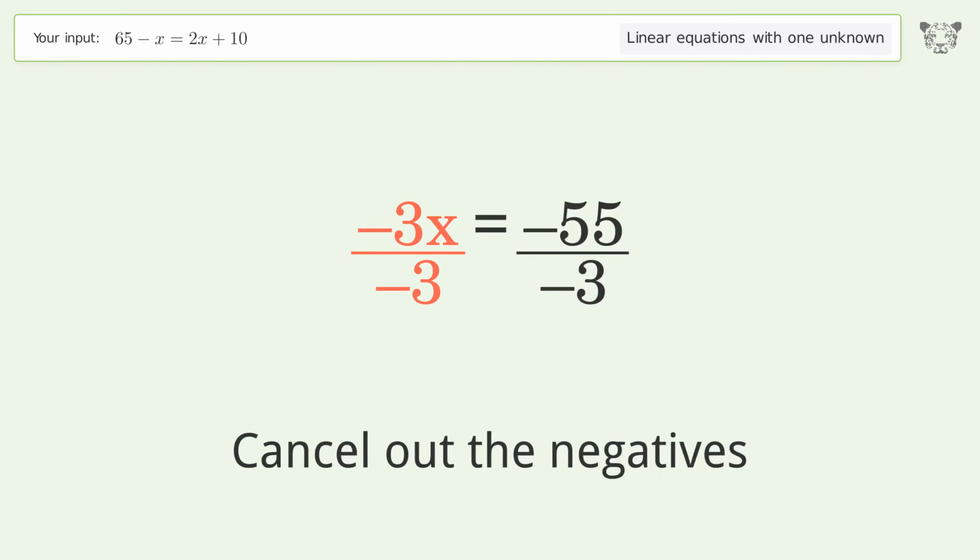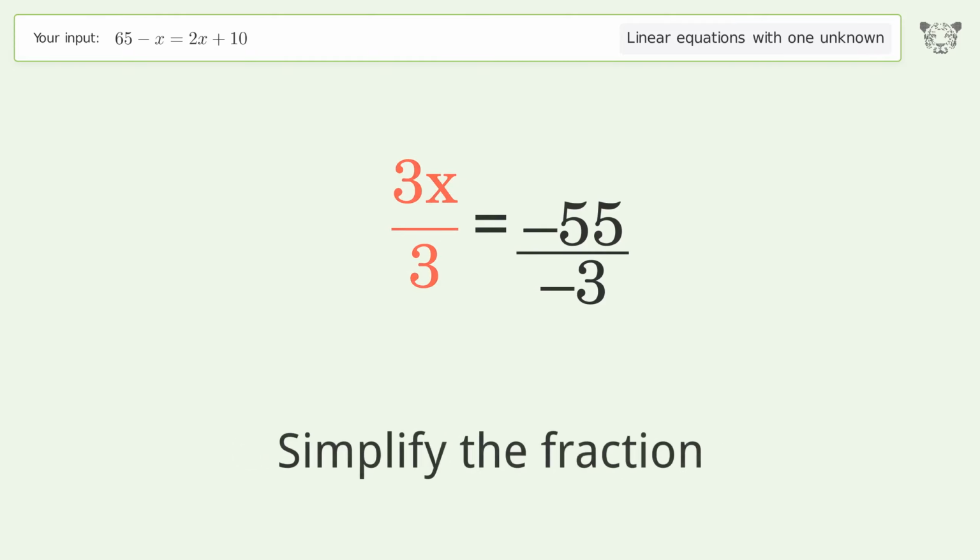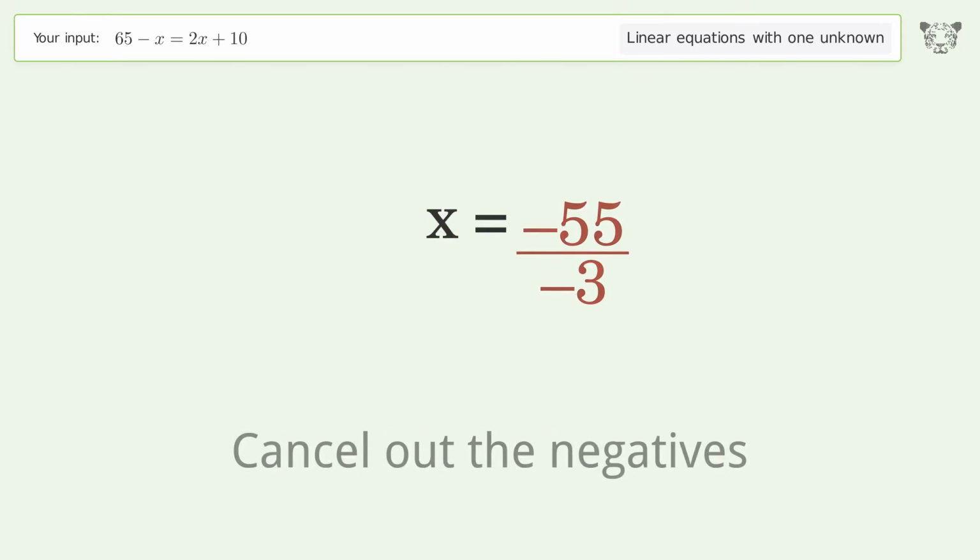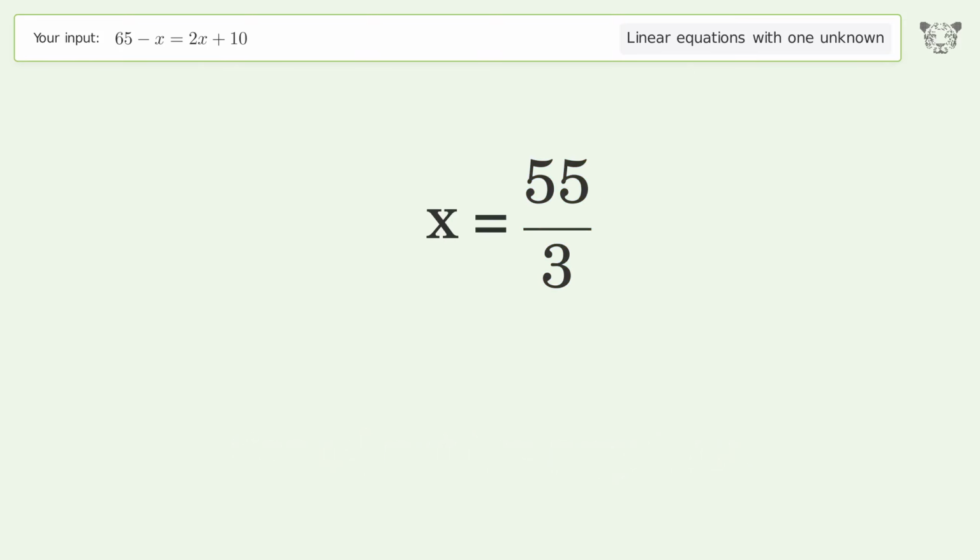Cancel out the negatives. Simplify the fraction. Cancel out the negatives. And so the final result is x equals 55/3.